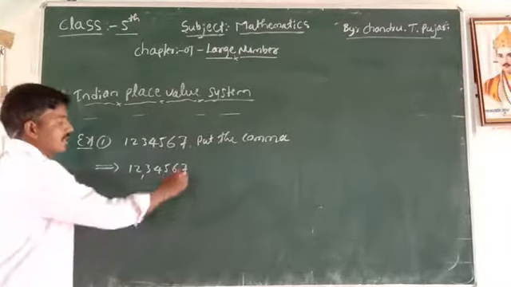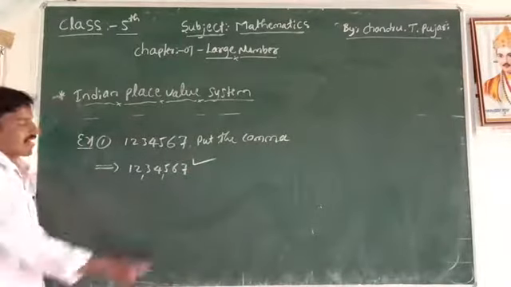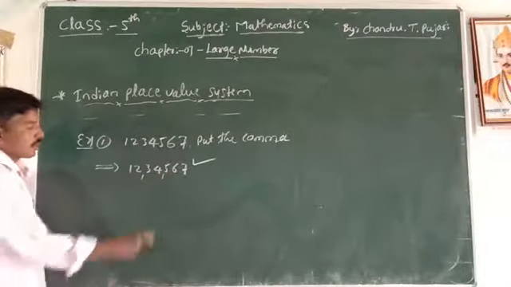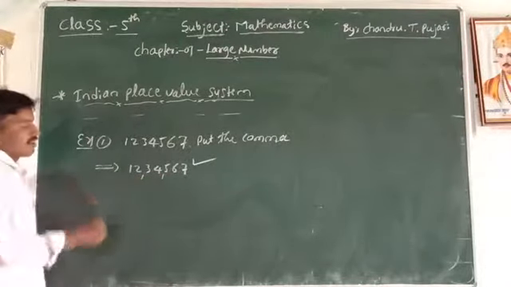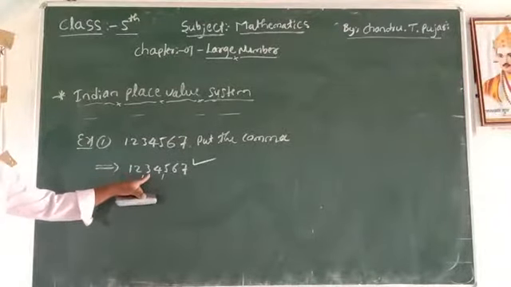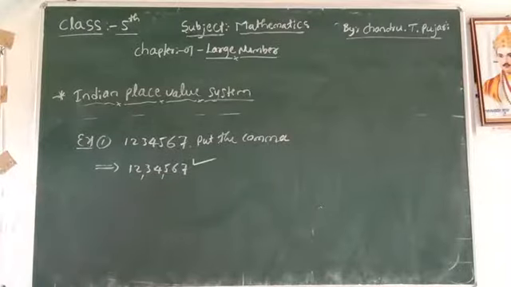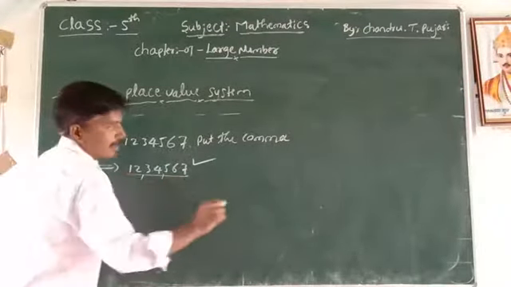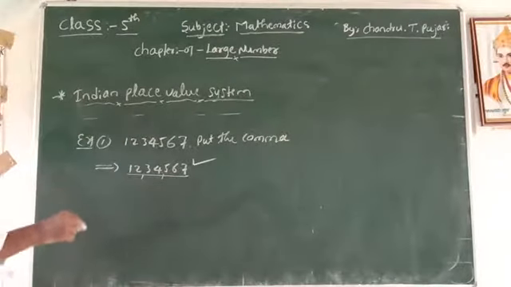In this number, you put the comma starting with 3 digits, next 2 digits, next 2 digits. The reading is 12,34,567. And also, you can write numerals in words, and words in numbers, as the number name.